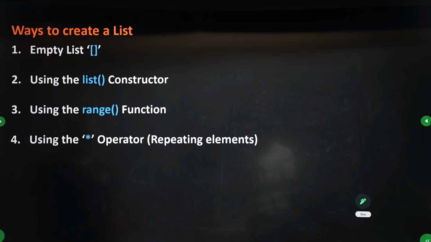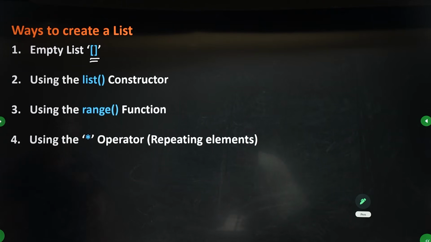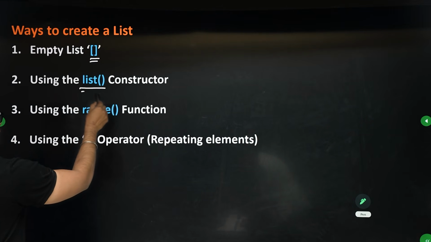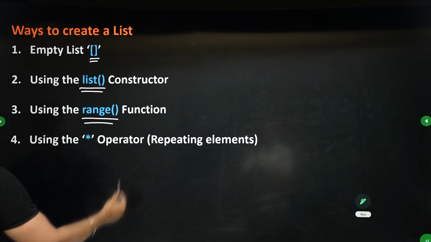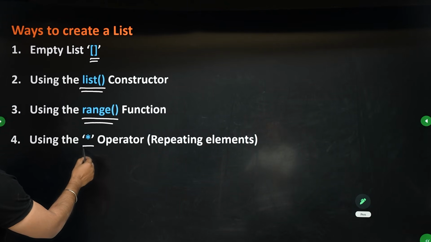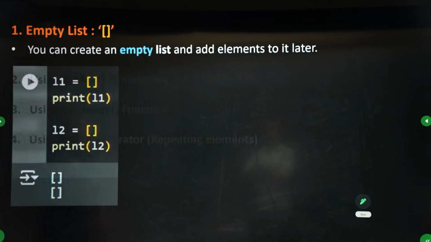Now there are many ways of creating a list. If you want to create an empty list, you can use this symbol. If you want to create using a constructor, you can use the list constructor. You can also create a list using the range function. And you can also use a star operator to repeat the number of elements. I will show you with examples one by one, then you will understand.